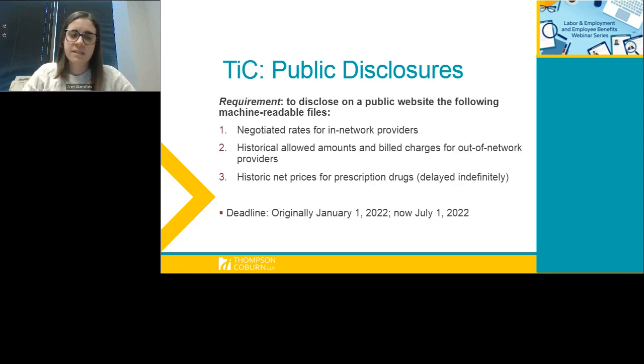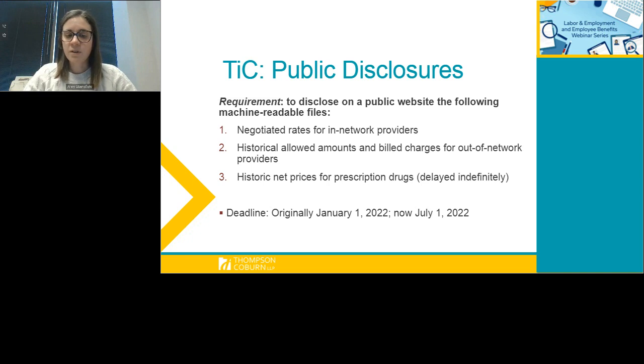The next requirement is a set of public disclosures. So these must be available on a public website, and they must be machine-readable files. So it's three different files, one for negotiated rates for in-network providers, one for historical allowed amounts and billed charges for out-of-network providers, and one for historic net prices for prescription drugs.